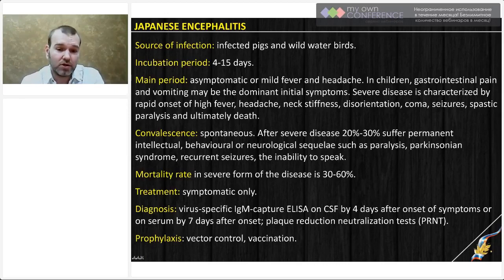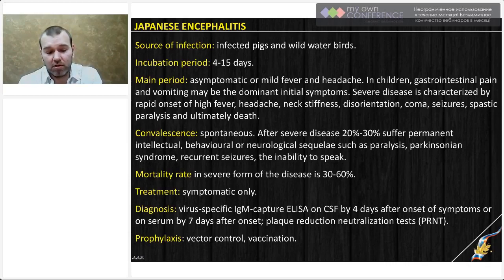In the main number of cases, convalescence will be spontaneous, and usually about 20 or 30% of people who had severe initial disease will have some permanent damage of neural functions. It can be different types of paralytic disorders, shaken or Parkinsonian syndrome, different intellectual disorders, and seizure syndrome, which can be recurrent or rare. In a few cases, a few articles described such disorders as inability to speak, and up to 60% of cases can have a fatal outcome. Usually it is in endemic areas, of course, in people with low immunity who were not vaccinated previously.